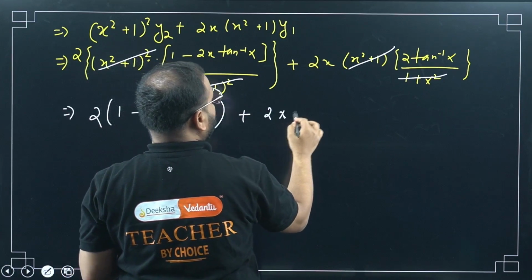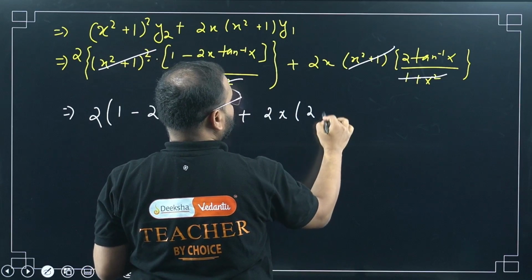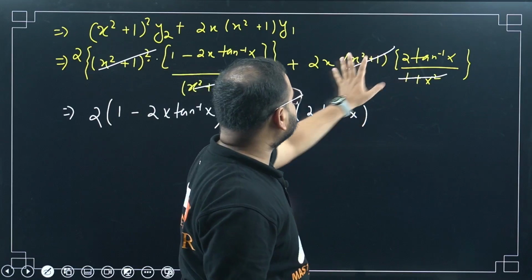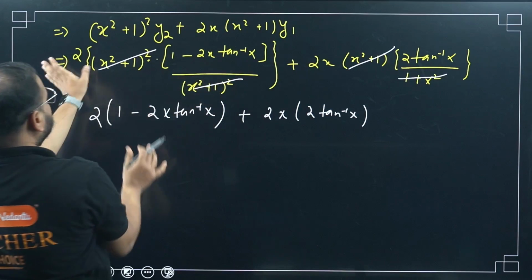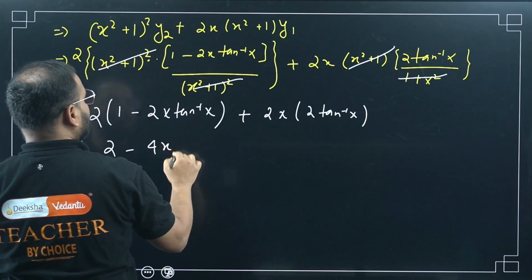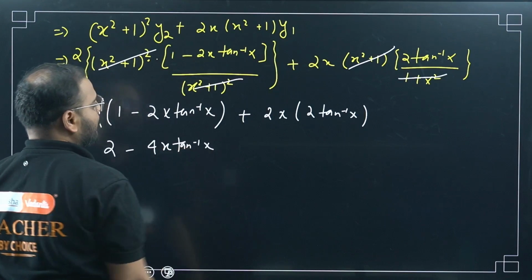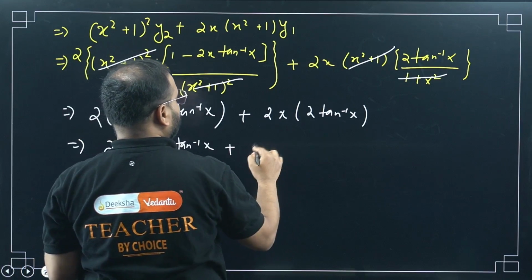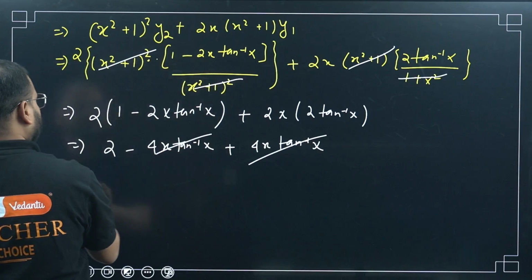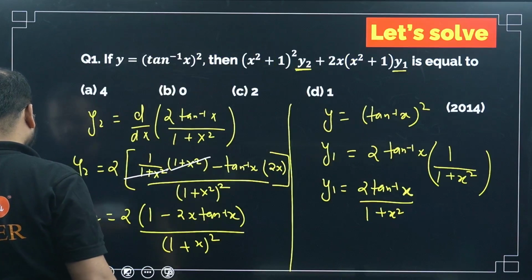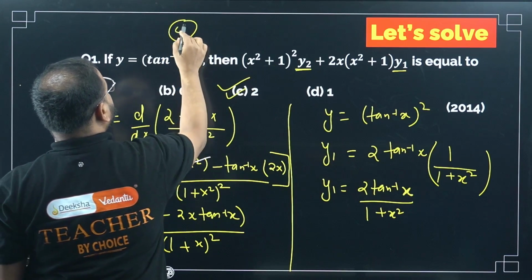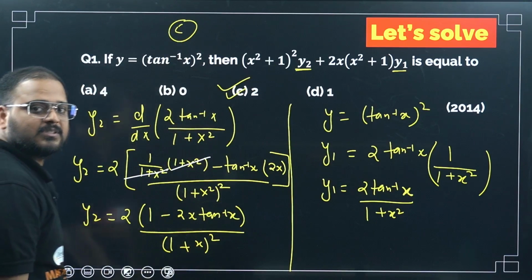And then what I have left? Plus 2x times 2 tan inverse x left. Please check. Anything else is left? All cancelled, right? Only this and this is left. This bracket and this 2 is left. So I'm going to simplify this as 2 minus 4x tan inverse of x, and over here I'll get 2x times this, so 4x. What's my answer? 2. Option C is my correct answer. I hope this is simple.